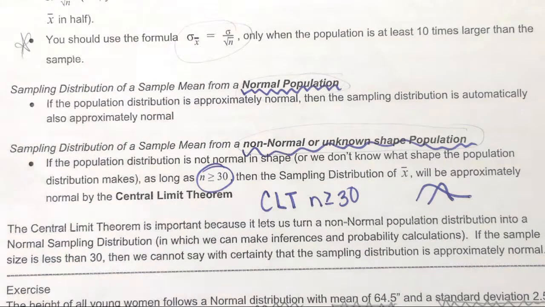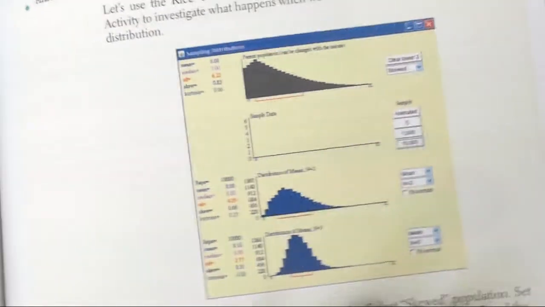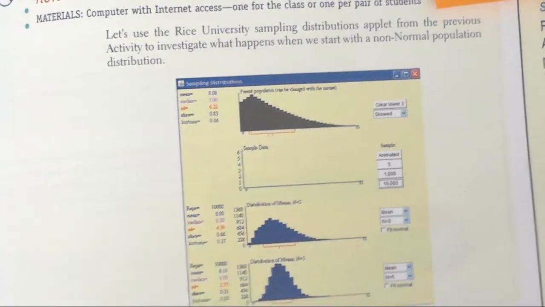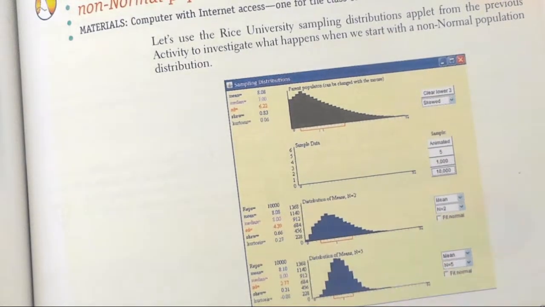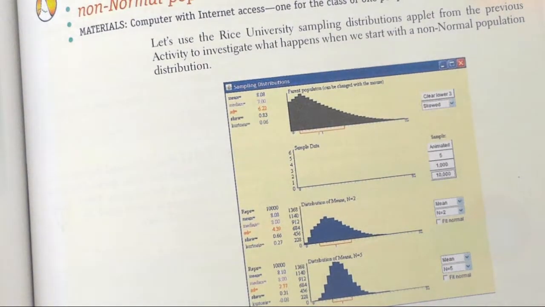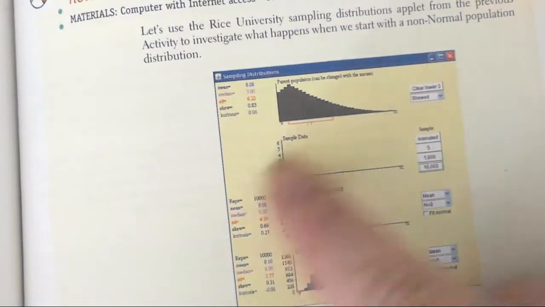I can show you that in an applet, but it really isn't that cool. All we really need to remember is if our sample size is bigger than 30, the sampling distribution is approximately normal. There is an applet I can show you, and I'll post it in Google Classroom if you're interested. I don't think it's that cool, but you can just change your sample size and see what it ends up looking like. It shows you the larger the sample size, the more normal your data becomes.